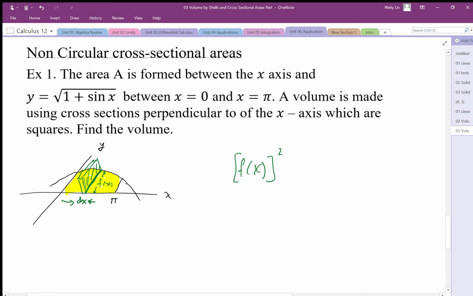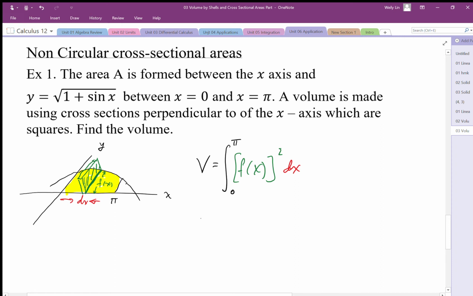Now I need to give that square area some thickness. That thickness I'm going to call dx. So I'm going to multiply by the thickness dx, and that gives me each of these pieces. To find the volume of that solid, I need to integrate that, from x equals 0 to x equals pi. If I add up all those rectangular blocks, that's going to give me the volume of that solid.